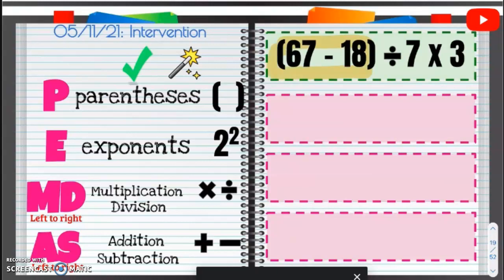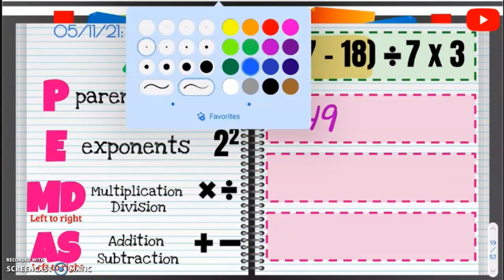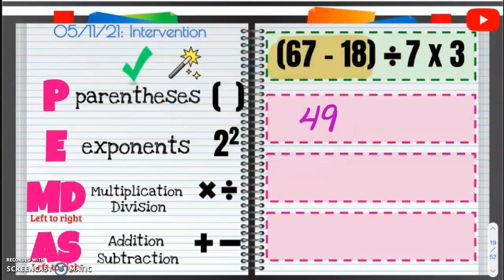So we're going to do 67 minus 18. When you do 67 and you subtract 18, you will get 49. So I'm going to put 49 here. I'm going to bring down everything else I did not use yet. You can put a slash for the division. I know that's tricky to get onto your Chromebooks.